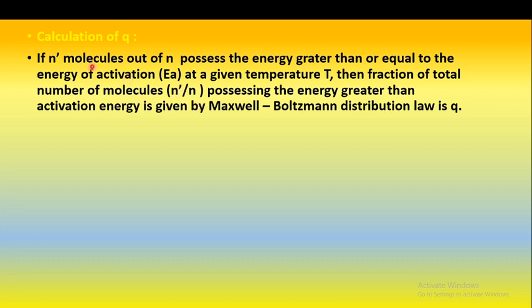N dash means the molecules having the energy of activation, and n means the total number of molecules. The number possessing energy greater than the activation energy is given by the Maxwell-Boltzmann distribution law. So the fraction n dash upon n is equal to Q, which is equal to e raised to minus Ea upon RT. This is called equation 4.